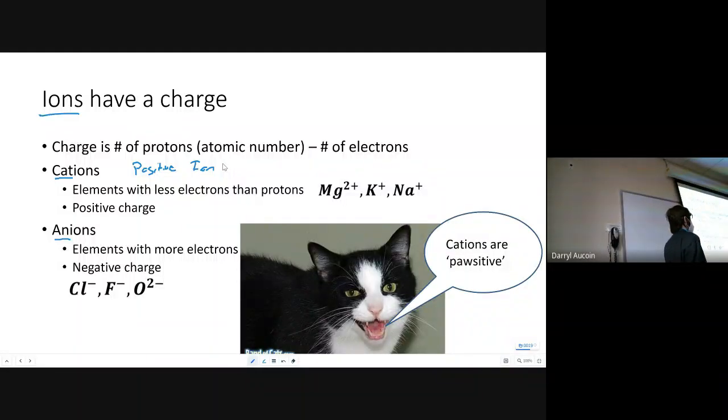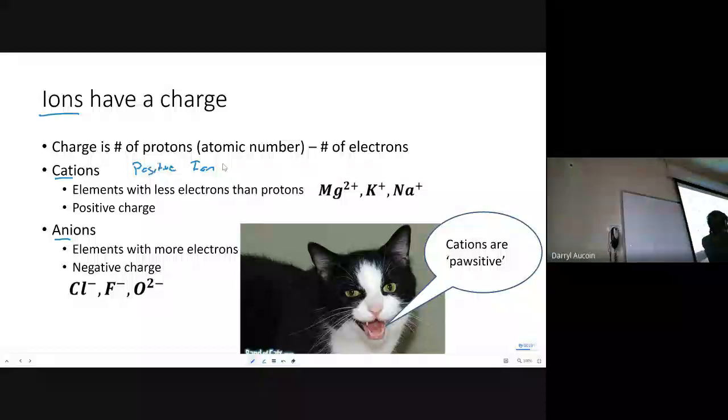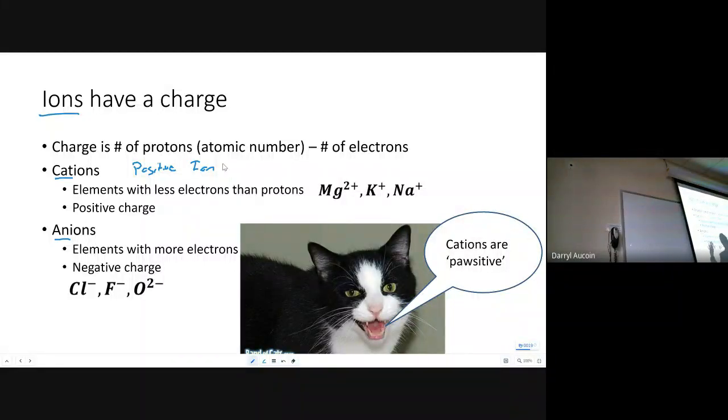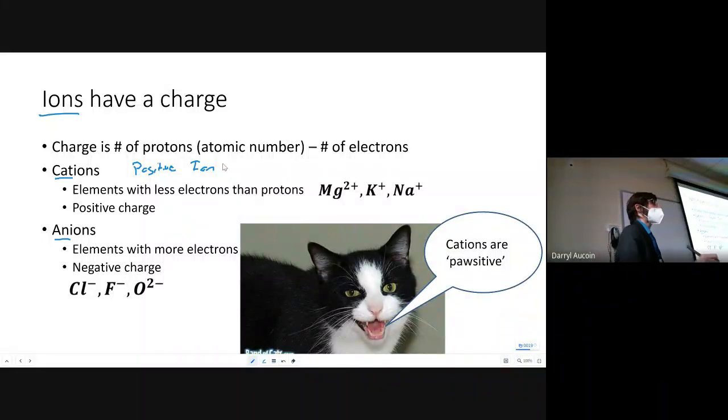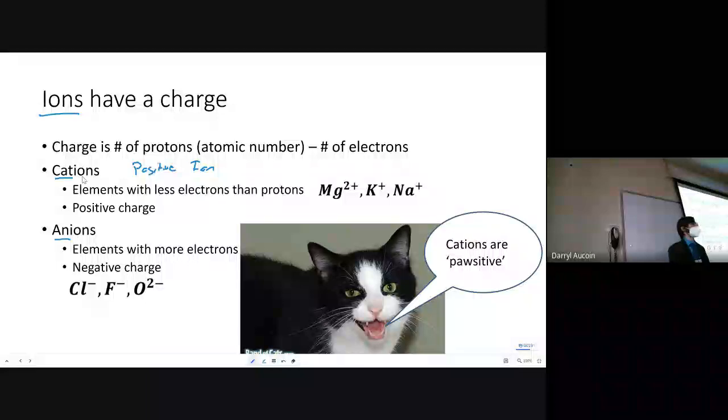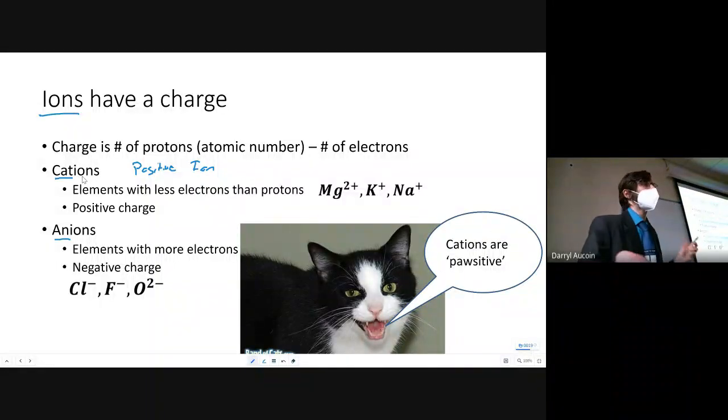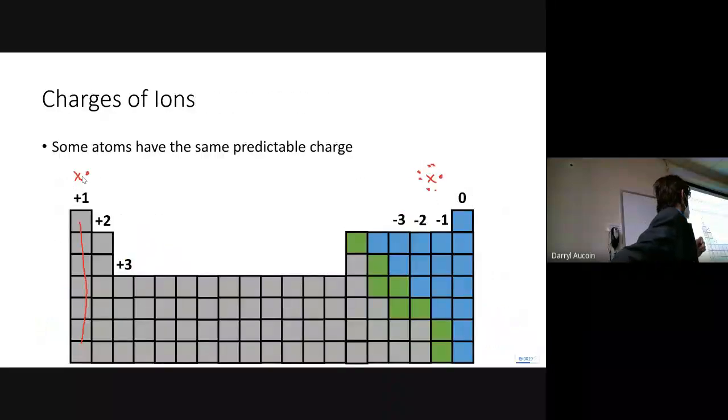But if you ever see them, the easiest way to remember the difference is, usually they're just called positive ions and negative ions. But if you do see it, remember cats have paws, and we could call that a positive thing or a cation. So if you ever do see cations versus anions and you can't remember which one's which, remember that cats have paws, so cations are the positive one. But generally they call them positive ions and negative ions.